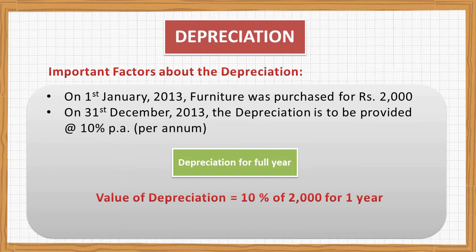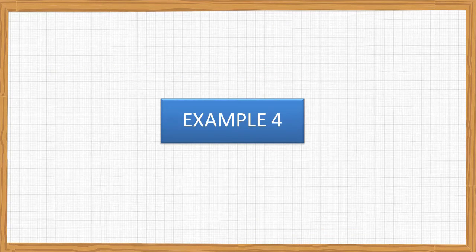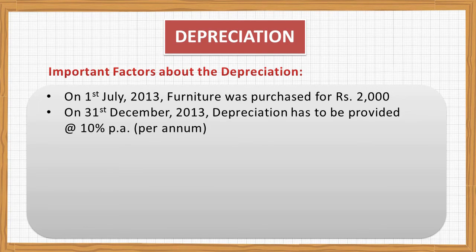That will be 2000 into 10 upon 100 into 1, that is equal to 200 rupees. So this depreciation has been provided per annum. Now, let's take one more example. Suppose on 1st July 2013, the furniture was purchased for rupees 2000 and you are to provide depreciation at the rate of 10% per annum on 31st December 2013.